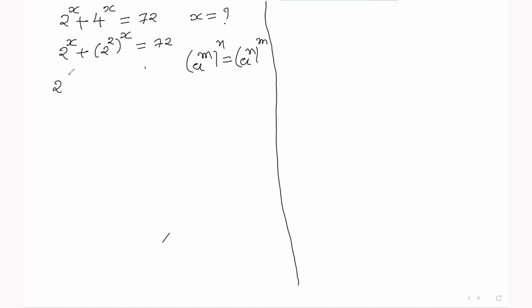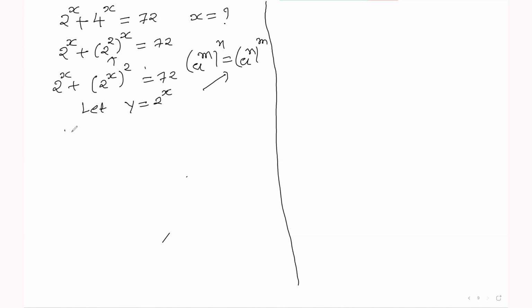So 2^x as it is, but here 2^2 and then power x, I'll be switching them. So I'll be writing 2^x and then power 2. So I'm using this principle here, and that is equal to 72. Now I'll be taking my 2^x equal to something. So let y equal 2^x. So I'll be substituting y in place of 2^x.